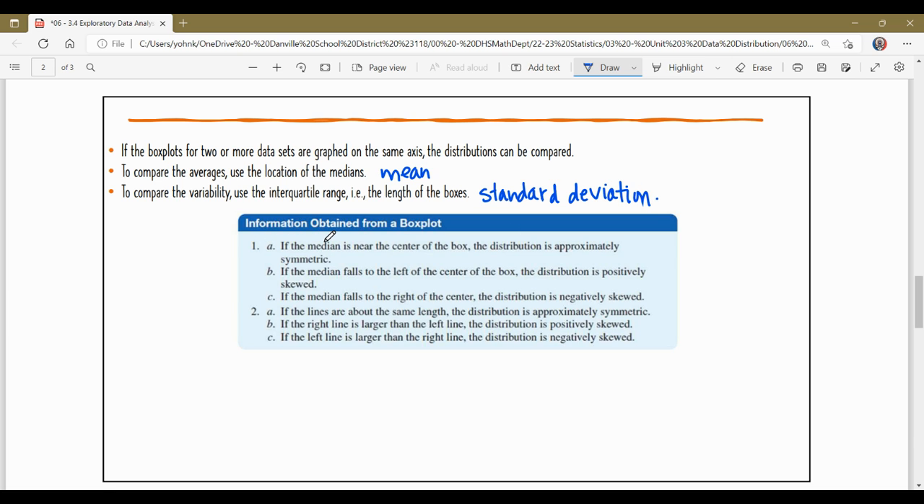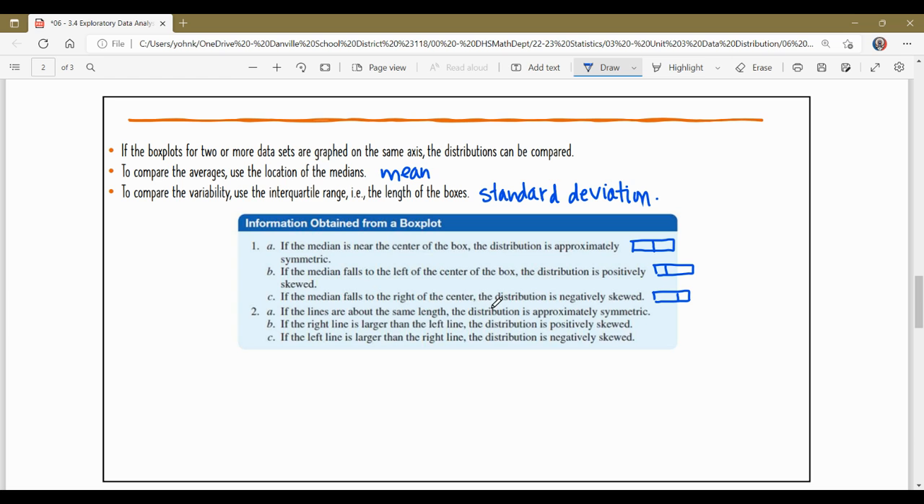1A, we can say if the median is near the center of the box, then the distribution is symmetric. If the median falls to the left of the center of the box, the distribution is positively skewed. If the median falls to the right of the center, the distribution is negatively skewed. So if we have the median in the middle of the box, it would be symmetric. If the median was to the left of the center, then it's positively skewed. And if the median is closer to the right-hand side of the box, then that would be negatively skewed.